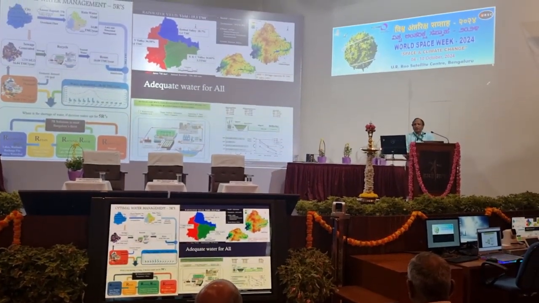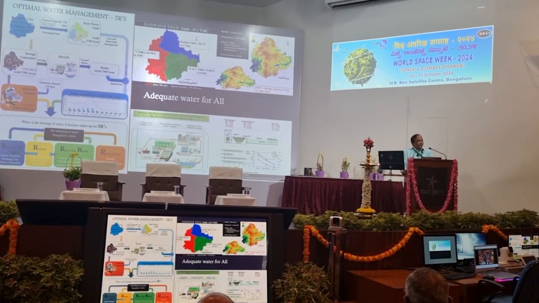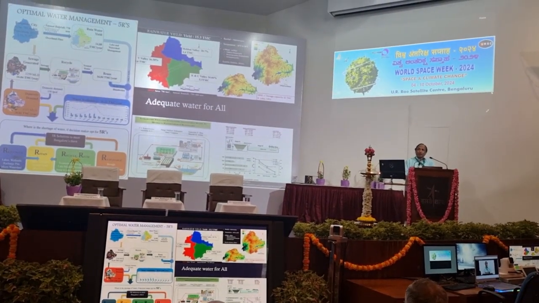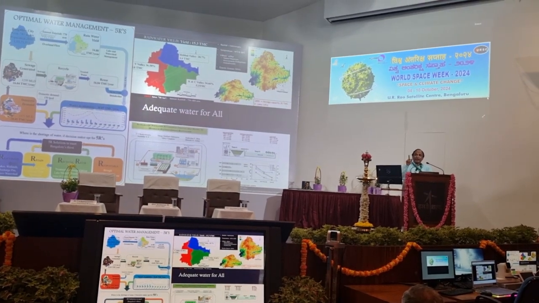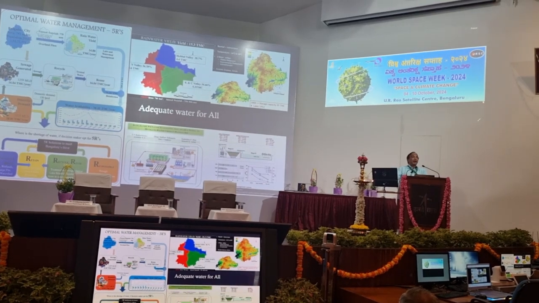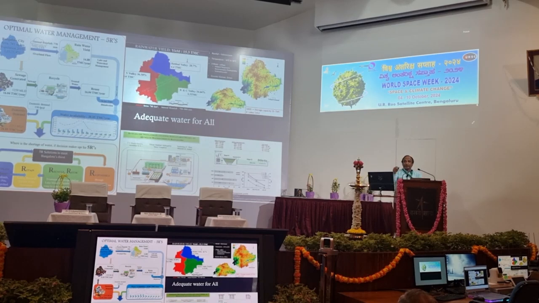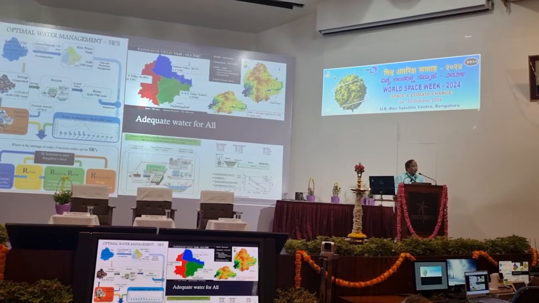Bangalore receives a rainfall of 700 to 850 millimeters. If I catch that rainwater, I have 15 TMC of water. How much water do Bangaloreans require? They require 18 TMC. That means 70% of the water required for Bangaloreans is already there in the form of rainwater. Now the best way is to catch the rainwater, to harvest the rainwater.